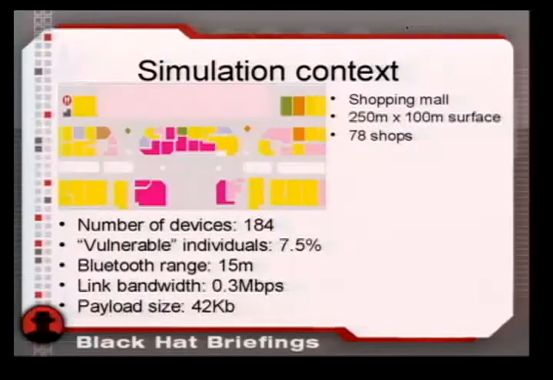We did many runs of the simulator and randomly generated the vulnerable characteristics of the different nodes. So we had simulations with more or less vulnerable individuals, and we computed the average. We used a Bluetooth range of 15 meters, which is reasonable if we take into account that it's an indoor context and that we're using mobile phones.